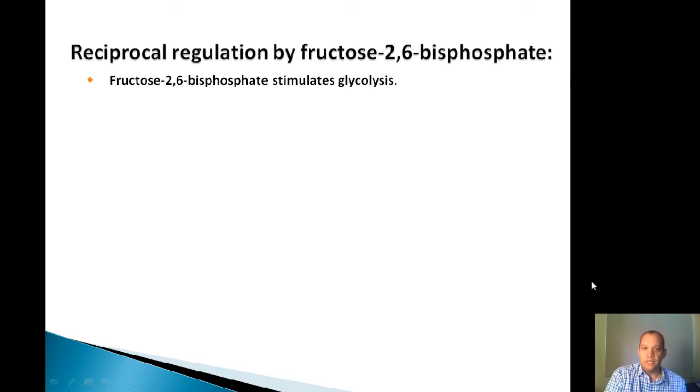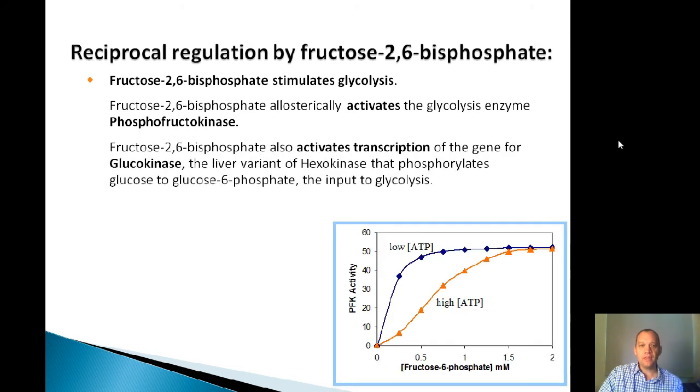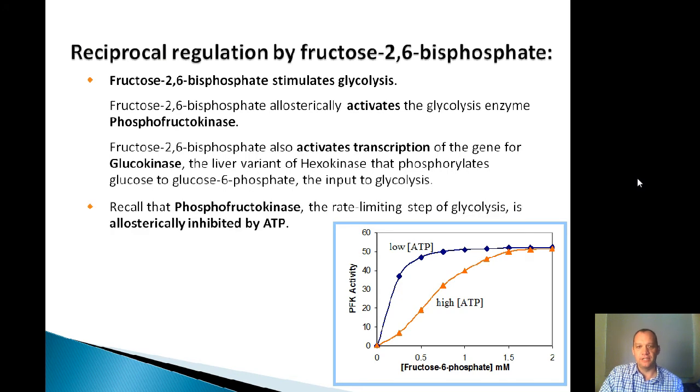But first we need to talk a little bit more again about this modulator metabolite, fructose 2,6-bisphosphate. We already spent some time on it when we spoke about regulation of glycolysis. We said that fructose 2,6-bisphosphate stimulates glycolysis. It allosterically activates the glycolysis enzyme phosphofructokinase, that reaction 3, the committed step of glycolysis, and it also allows the activation of transcription of glucokinase in the liver, and that obviously increases the level of glycolysis that can take place in those cells.